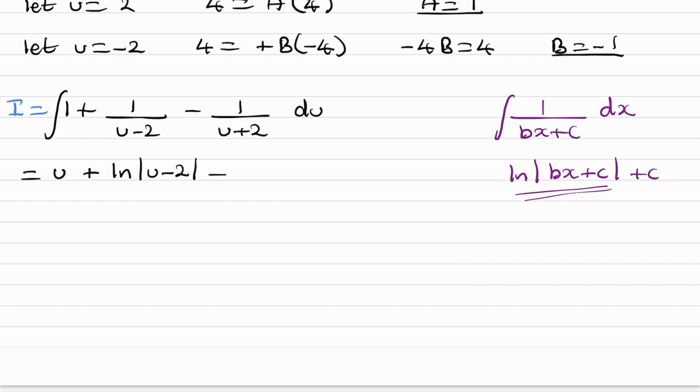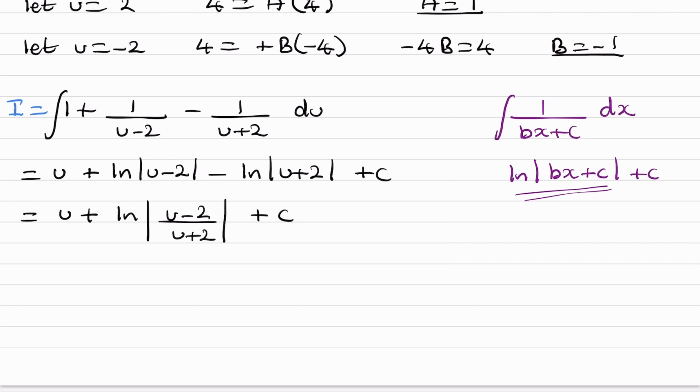Similarly, the second term would be ln of u plus 2. Again, no need to put any kind of corrective factor in front. This will differentiate exactly to give this using the chain rule. Plus c. Now I'll just combine these two logs using the division rule. So ln of one big modulus symbol, u minus 2 over u plus 2.